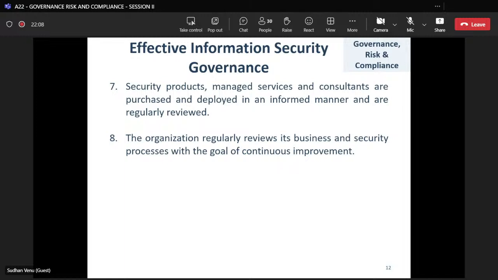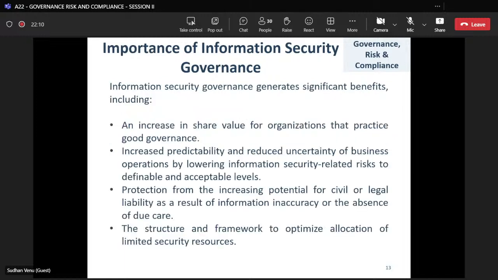Okay. The next one is the importance of information security governance, and we have implemented information security governance in the organization. And what is the importance of that? That is what we are going to see on this slide, and it has many benefits. These are the benefits which we described here, and a few of them are: it increases the share value of the organization that practices good governance.